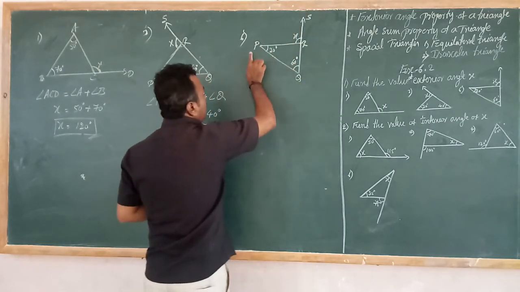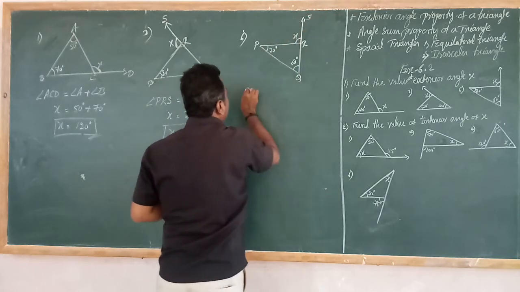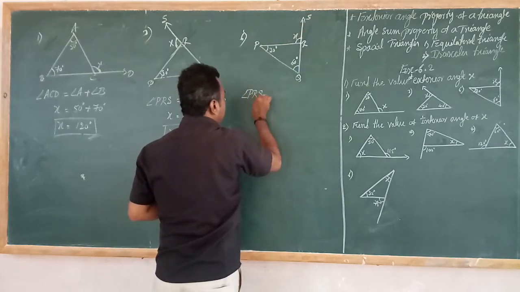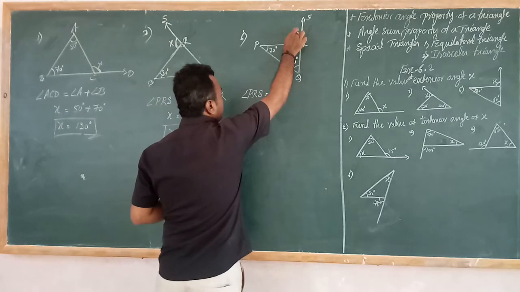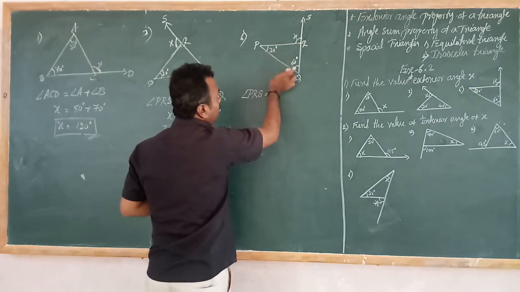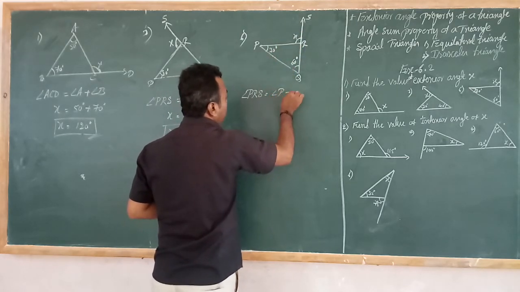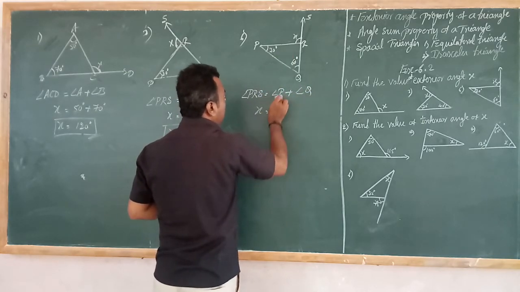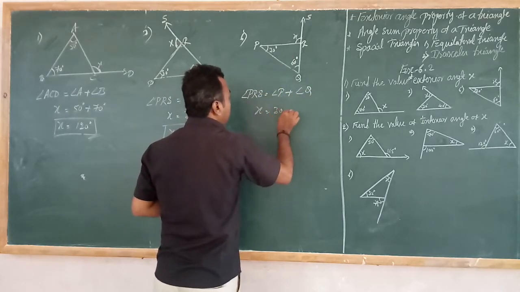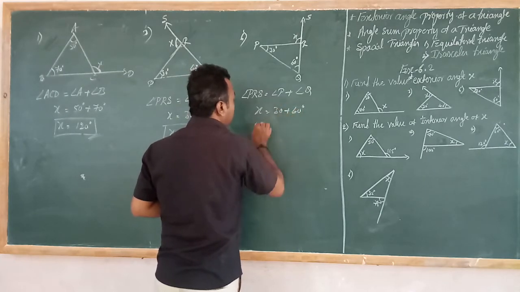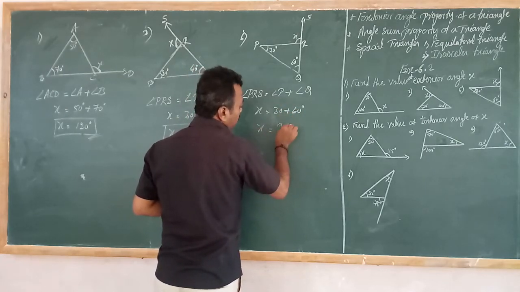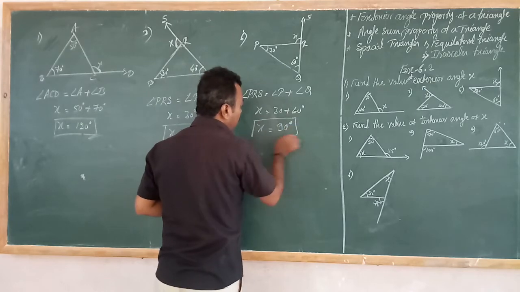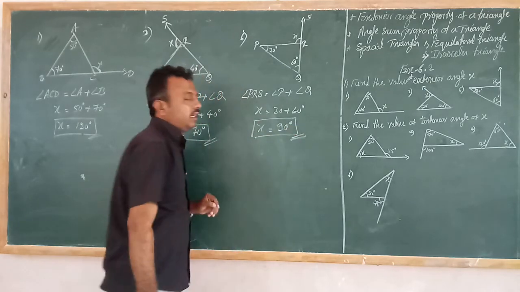Okay, see here, PRS is again the exterior angle. This exterior angle is equal to the sum of the opposite interior angles. The opposite interior angles are angle P plus angle Q. So PRS means x, angle P is 30 degrees, angle Q is 60 degrees. The sum of 60 and 30 is 90 degrees. Therefore, the value of x in the given figure is 90 degrees.